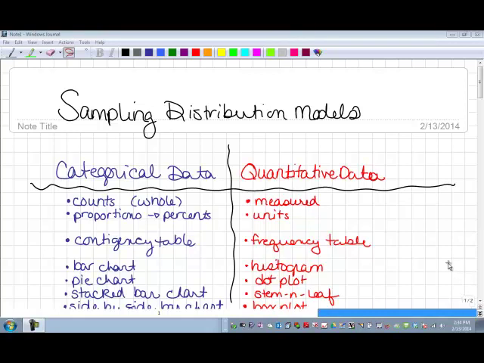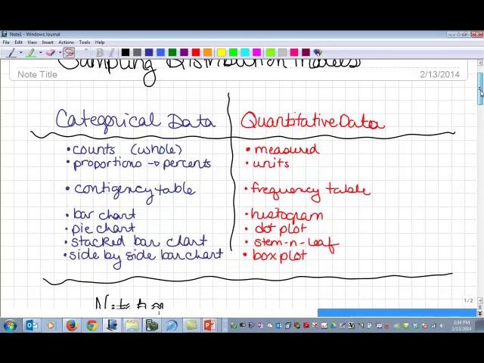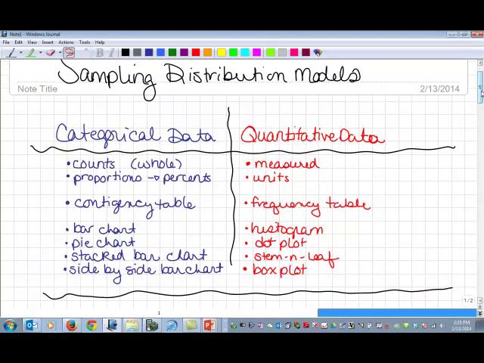So before we get into that, we have two types of data. We have categorical and quantitative. Remember, categorical data is our counts. Those are always whole numbers, and we represent them with proportions or percents. We can organize them on a contingency table, and we can display them on a bar chart, pie chart, or if we're dealing with two or more categorical variables, we can use a stacked bar chart or side-by-side bar chart.